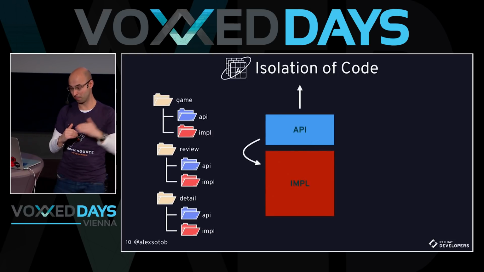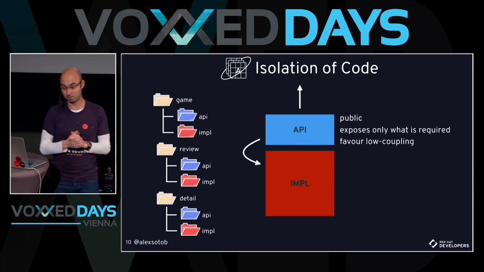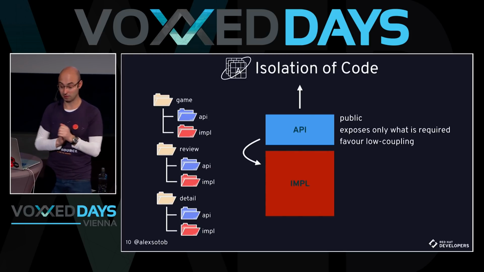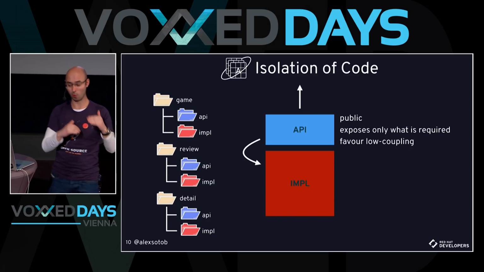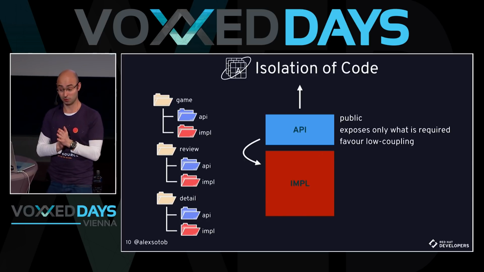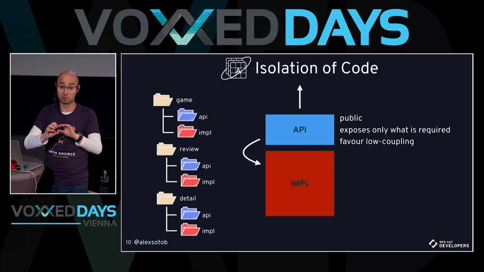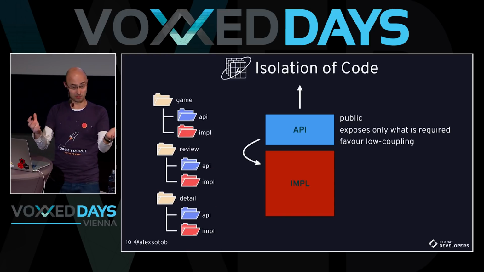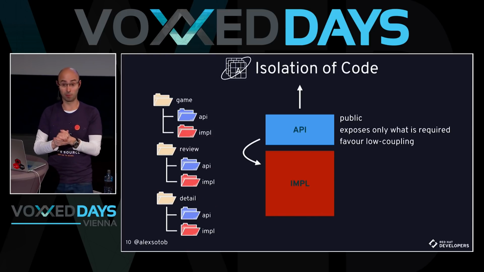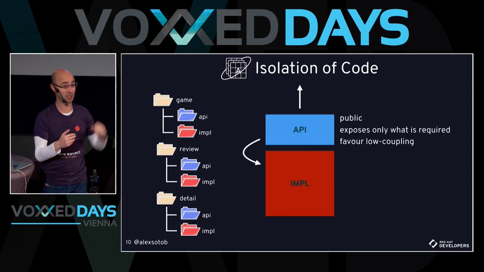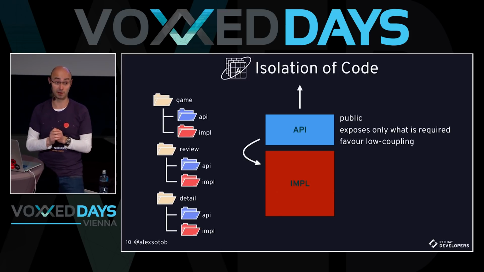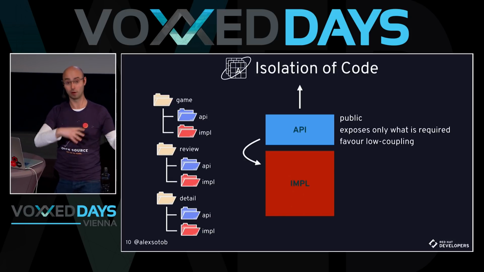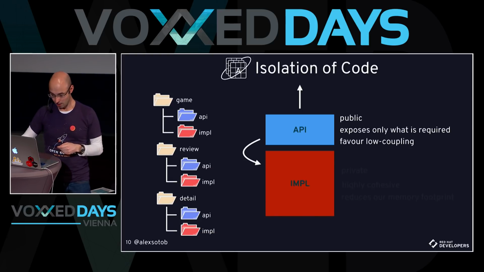So what happens with the API? The API is the public interface, right? It exposes a small, well-defined, stable API. So it's just a Java interface, and it exposes only what is required, and it favors loose coupling, because as I said, if everyone uses these API interfaces, then we'll never use the internal classes, so you get rid of having spaghetti code.